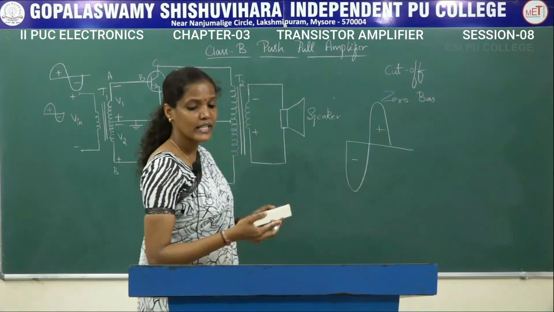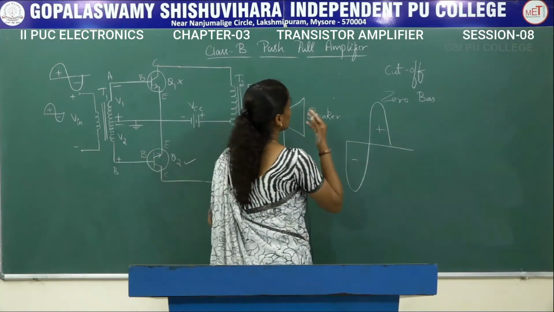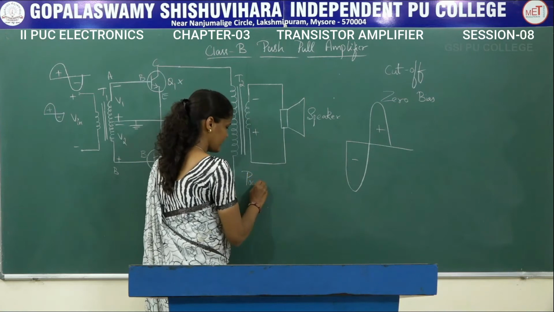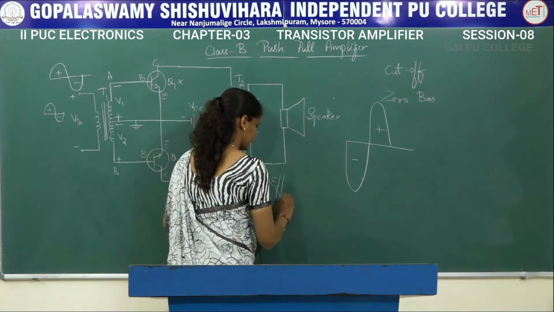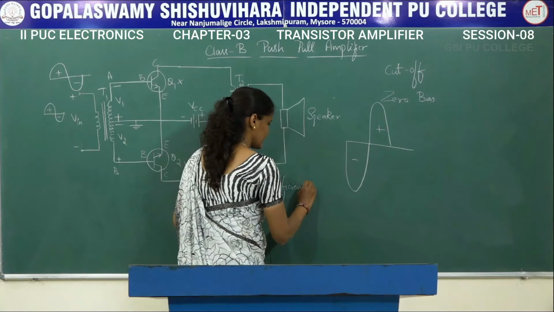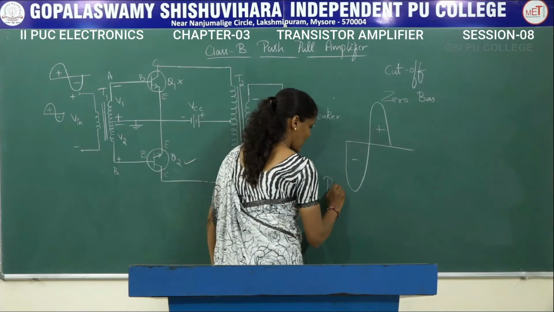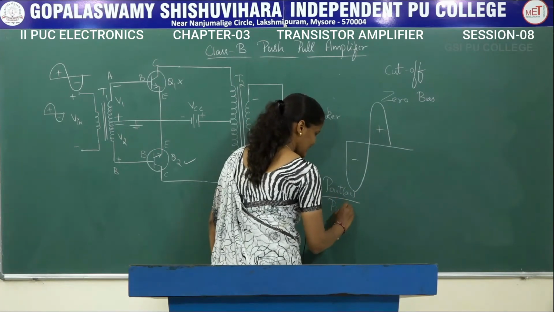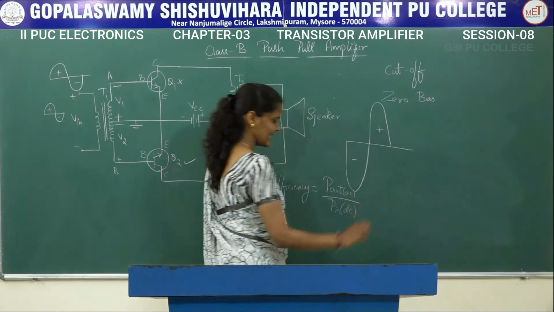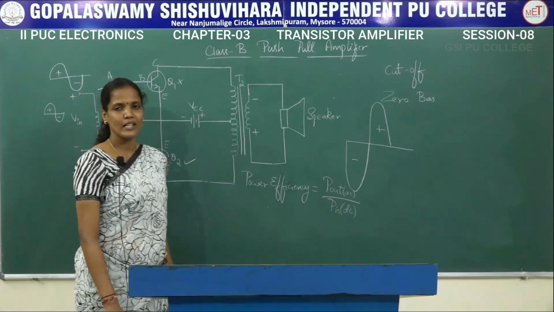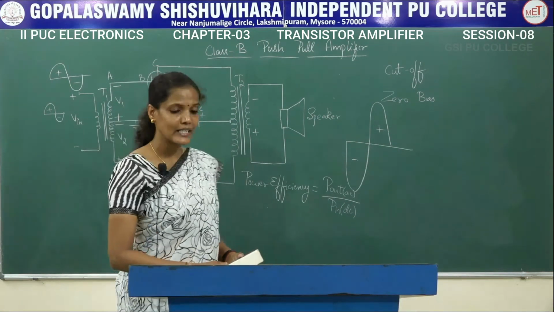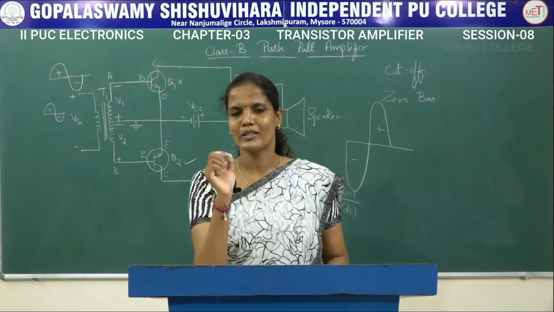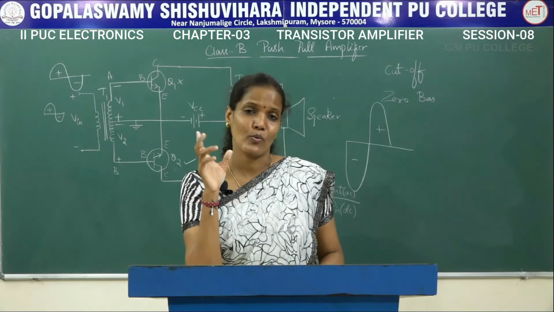So when it comes to the efficiency of this class B push pull amplifier, the power efficiency is equal to P out, which is nothing but AC, divided by P in, which is nothing but DC. So this is the efficiency formula for this class B push pull amplifier. Clear? Now let us see another small topic, what is called crossover distortion.